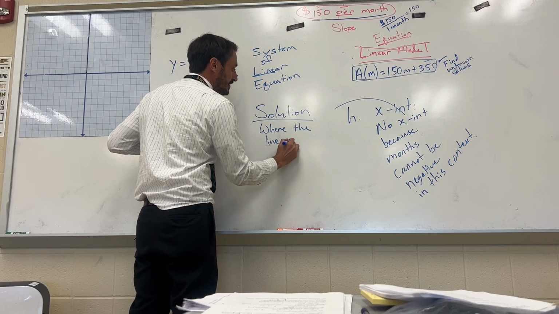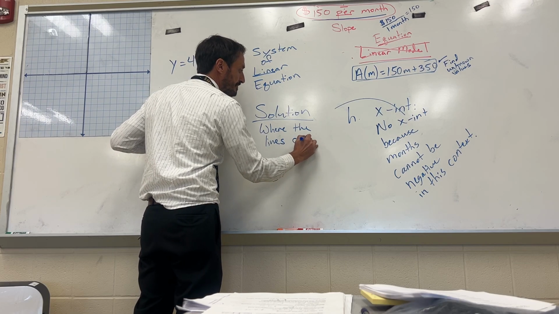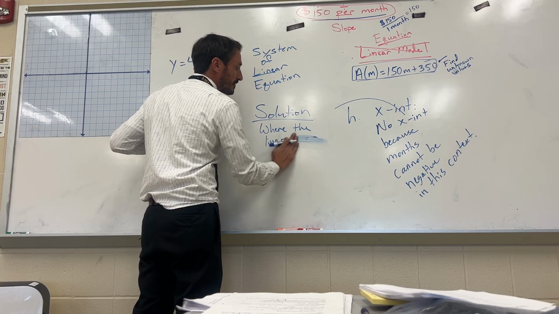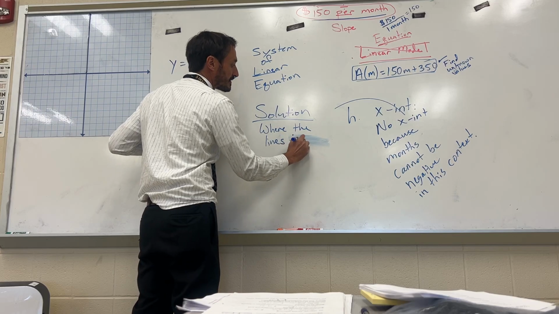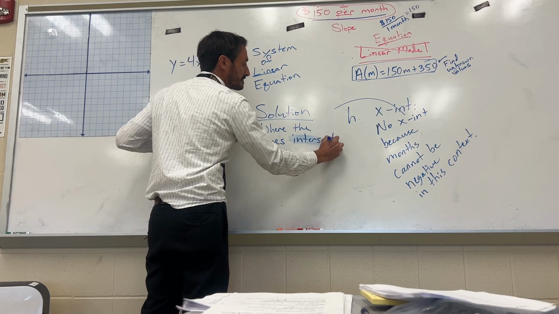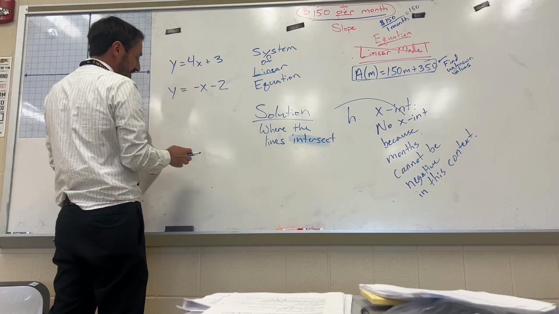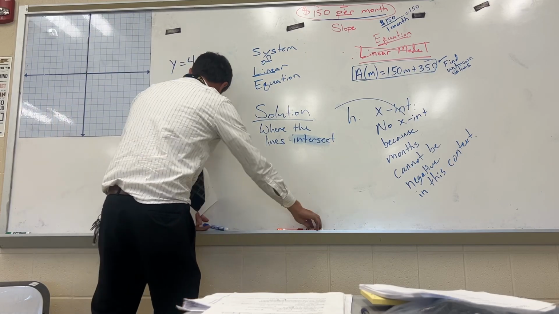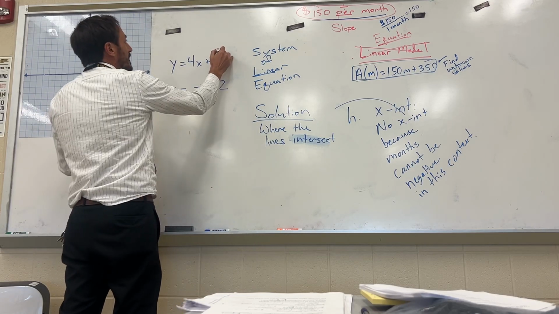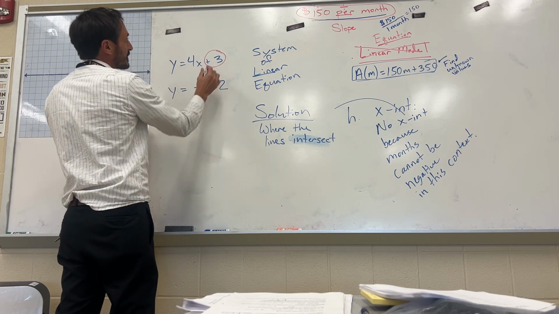Now, I use the word cross. Let's use a different word. Instead of saying where the lines cross, where the lines what? Intersect, okay? So in order to do this, we have to graph each of these lines. Now to graph them, I'll do the first one in red.